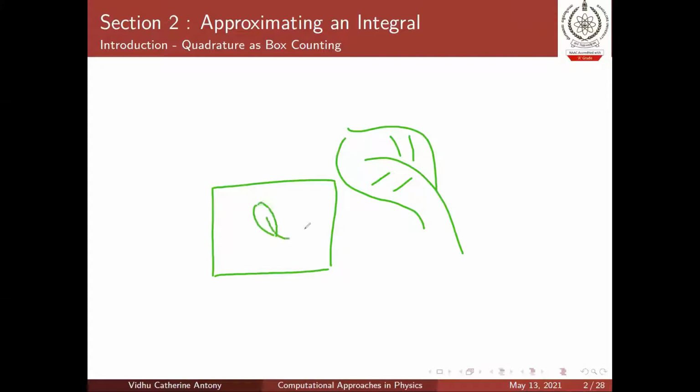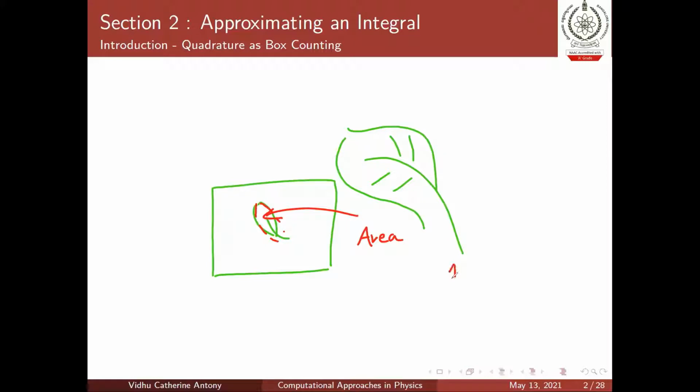We would place this leaf onto this graph sheet and then outline it. Once we get the outline of the leaf, we could compute the area. And how do we compute the area? We would start counting boxes.